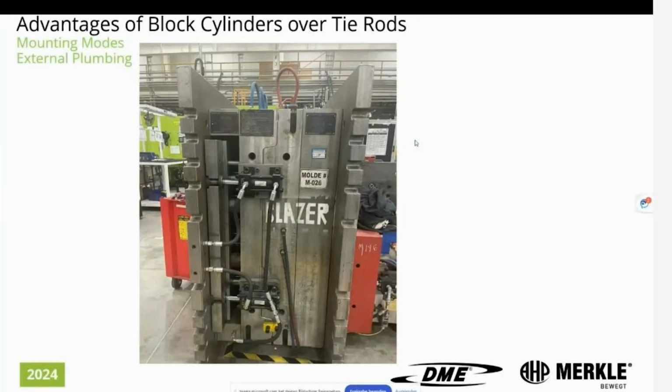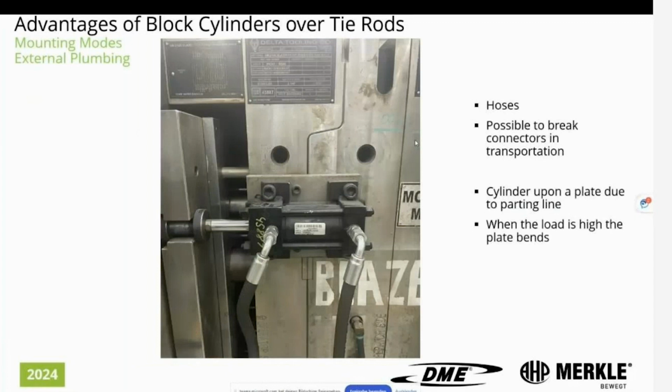These are some photos that I took last week, where we can see a tool that is using a tie rod cylinder. It is quite often that I saw this application where we needed to tie a tie rod to a plate when we have the parting line, as you can see here. So this would be the parting line when the tool is opening.